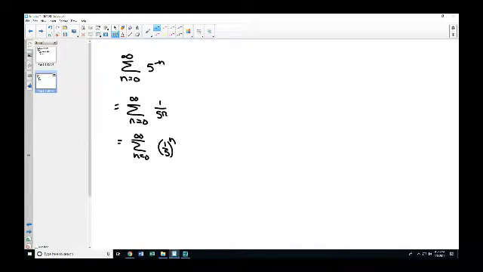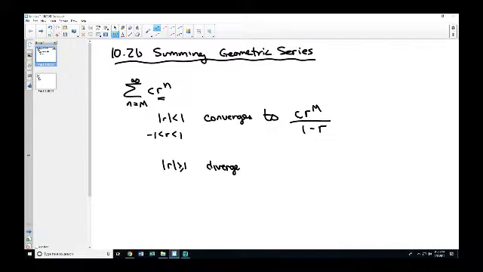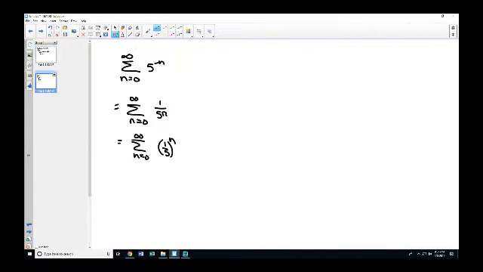What's our C value? Remember we have a C here? 1. Yeah, it's 1. So there's your geometric series. Correct? Yes. Okay, does it converge or diverge? It converges, because R is less than 1.